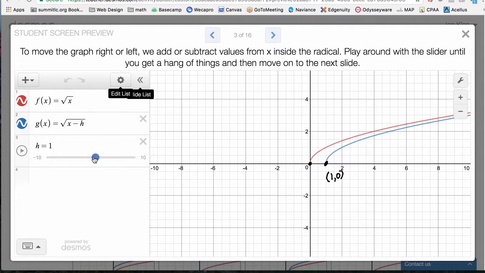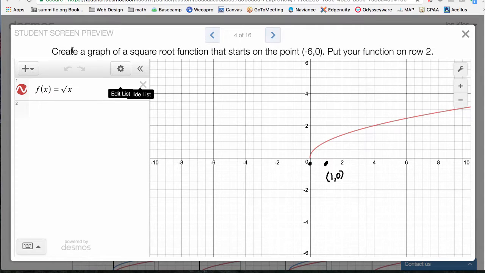Well, what if I keep playing around with things? What if I make h 2? Well, now it looks like it starts at 2, 0. If h is 3, now we have x minus 3 inside, and so it starts at 3, 0. What happens if h is negative? Well, at negative 4, this is x minus negative 4, which simplifies to x plus 4. It seems like it actually moves it to the left 4 units. So you can get an idea that adding or subtracting from x moves it to the right or left. Other than that, it's the same exact graph.